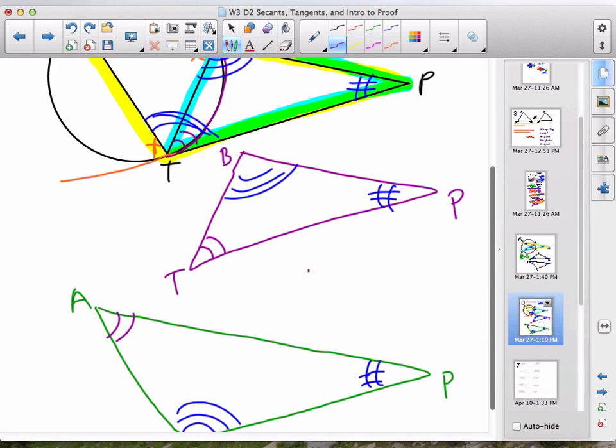Because their angles are equal. Congruent. Yeah, all three angles are equal. All three angles are congruent. So we could say because of all three angles being equal or congruent, we can say these triangles are similar. Triangles similar by angle, angle, angle.